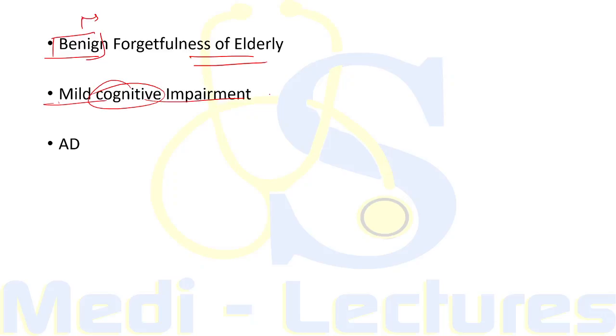But this mild cognitive impairment can progress to Alzheimer's disease, and the factors that predict the progression include prominent memory deficit, family history of dementia, presence of ApoE4 allele, small hippocampal volume in individuals, low CSF A beta and high tau protein, and evidence of brain amyloid deposition on PET scan. So if these features are present, then it can definitely progress to Alzheimer's disease.